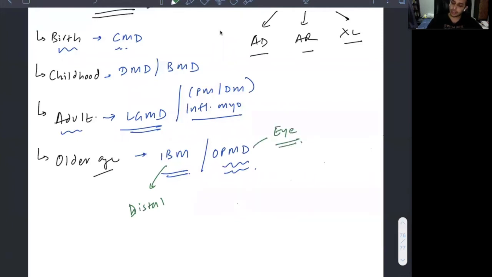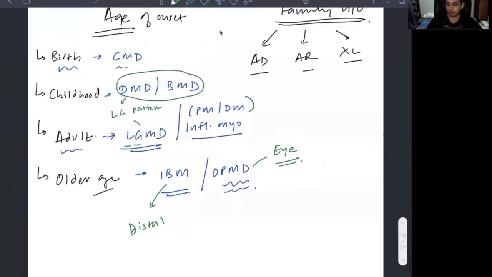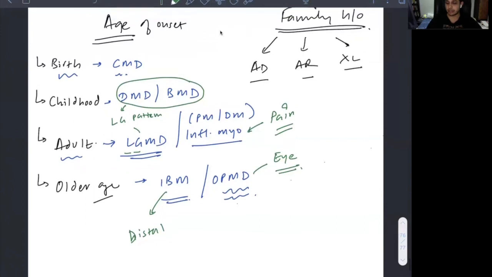Okay. So limb girdle muscular dystrophy will obviously present with a limb girdle pattern of involvement. And so also your DMD and BMD will present with a limb girdle pattern of involvement. And inflammatory myopathy can present with pain. So what we discussed 5 minutes back, and this put together, you can localize the lesion much better.